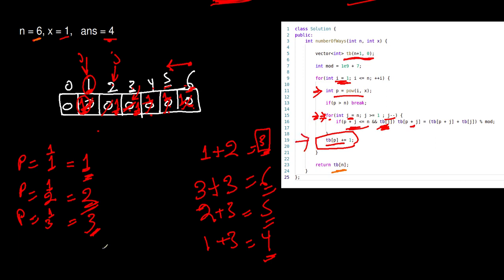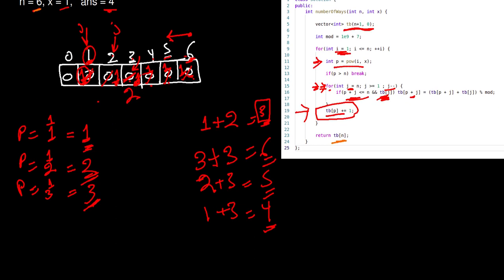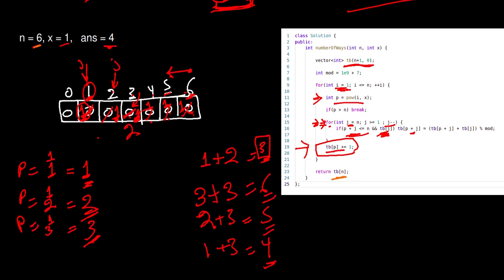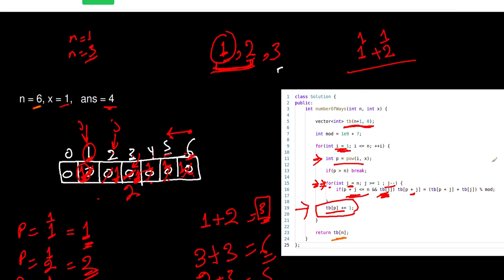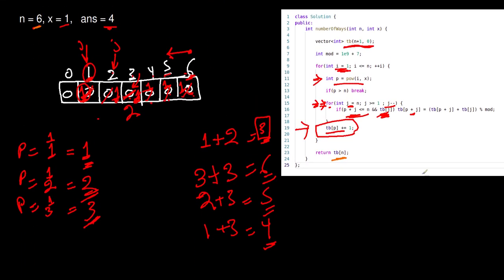TB of P plus equal 1, TB of 3, we add 1, so TB of 3 is 2. So after this iteration, I equal 3, the table values are 0, here we have 1, here we have 1, and this is 2, 1, 1, 1.